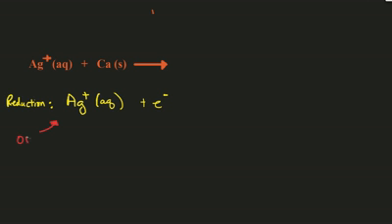Why is it the oxidizing agent? Remember, the oxidizing agent is what undergoes reduction. So it's going to be able to accept the electrons. That's why it's called the oxidizing agent. Whereas the other half reaction for oxidation would contain the reducing agent, because it gives up the electrons so that reduction can take place.